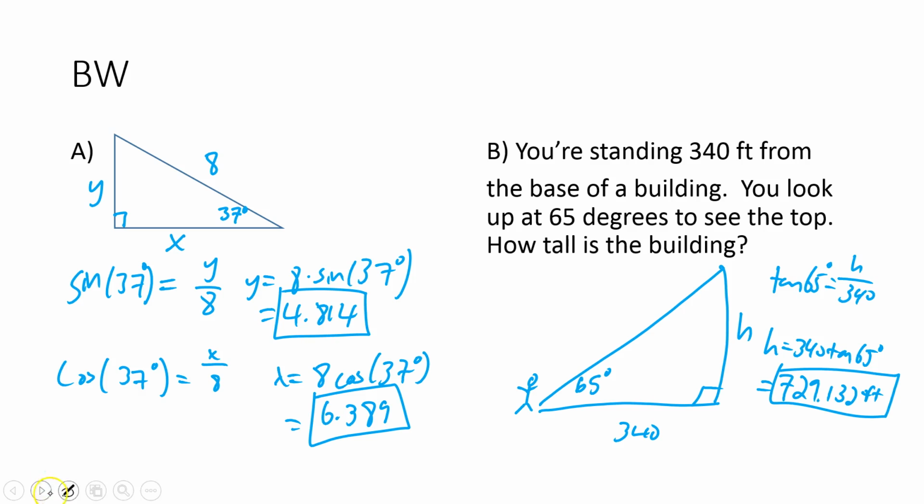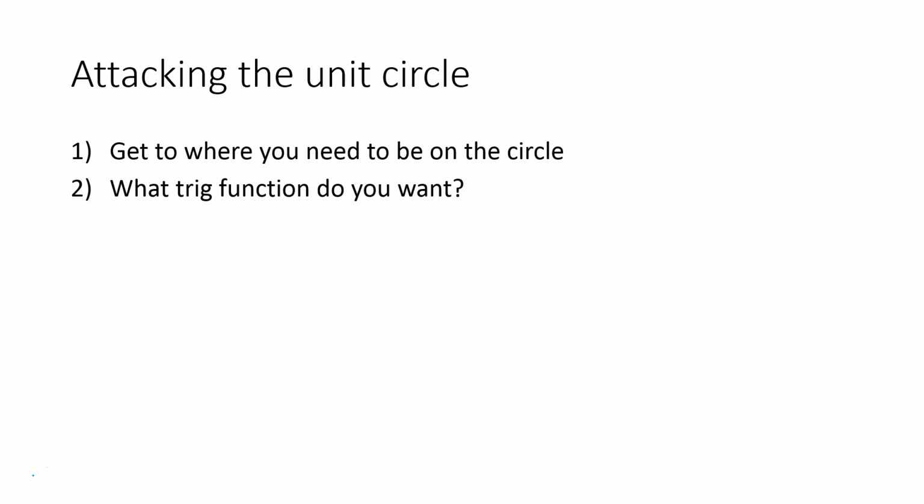All right, so let's jump into the unit circle. When we're dealing with the unit circle, really our goal is to be able to solve something like sine of 4 pi over 3, or cosine of negative 7 pi over 6. There are really two pieces to this. The first thing is to figure out where we need to go on the circle.